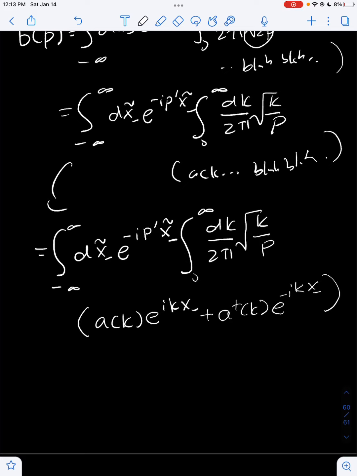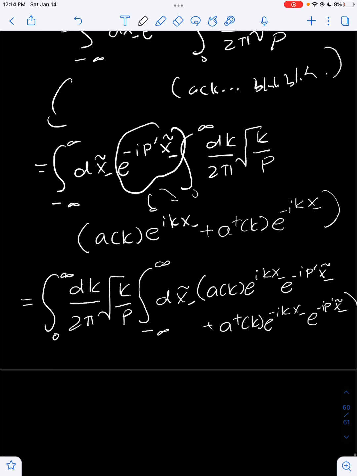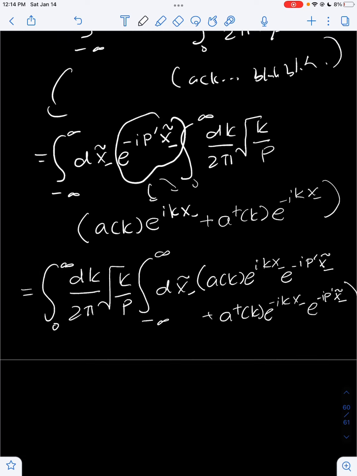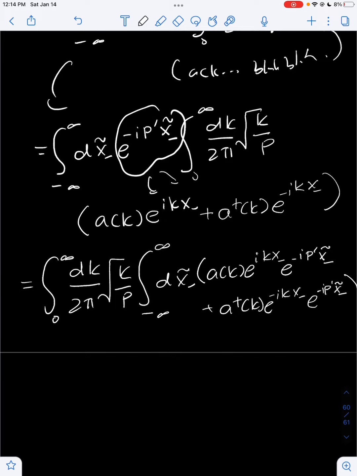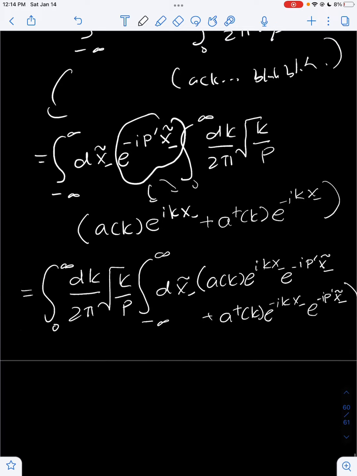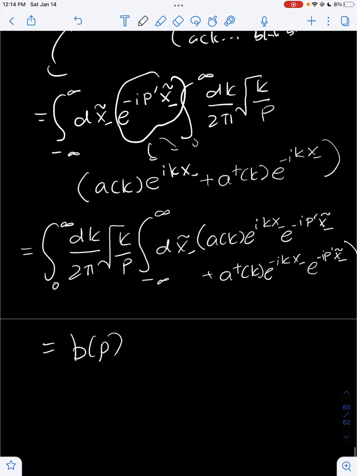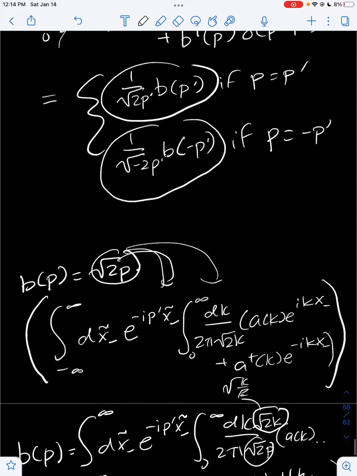And now what we can do is we can just move the exponential. Again, we're just going to switch the order of the integrals. We're going to move this exponential on the inside. That's going to leave us with, so we now have this over here. And yes, this integral is really, really complicated. But this is going to be equal to, again, b of p. It may not look like it right off the bat, but we've actually done what we were trying to do.